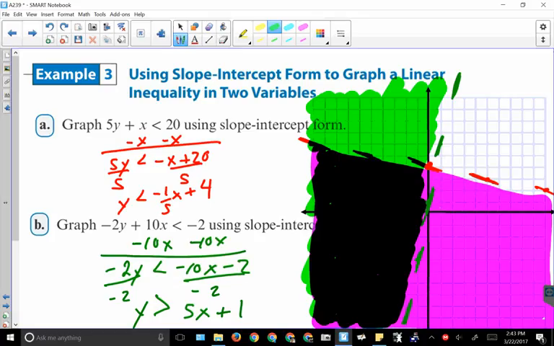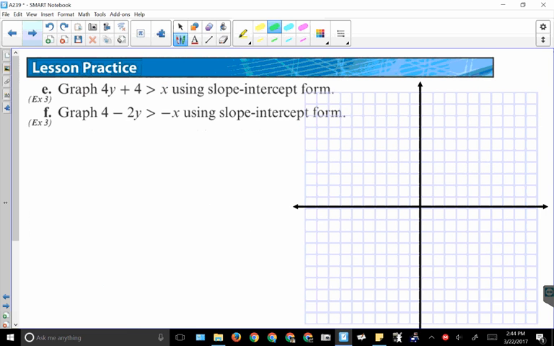Let's check a point, see if it actually makes any sense. If I were to put 0 in for x, I would get 1. If I pick a point up here, that's 10. Is 10 bigger than 1? Yeah, so it works. So what I want you to do is I'm going to give you a couple of minutes, and I want you to go through and graph these out.